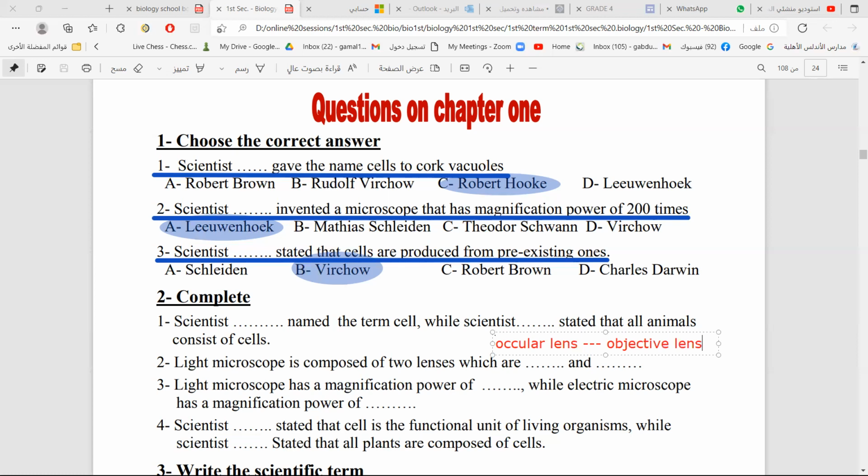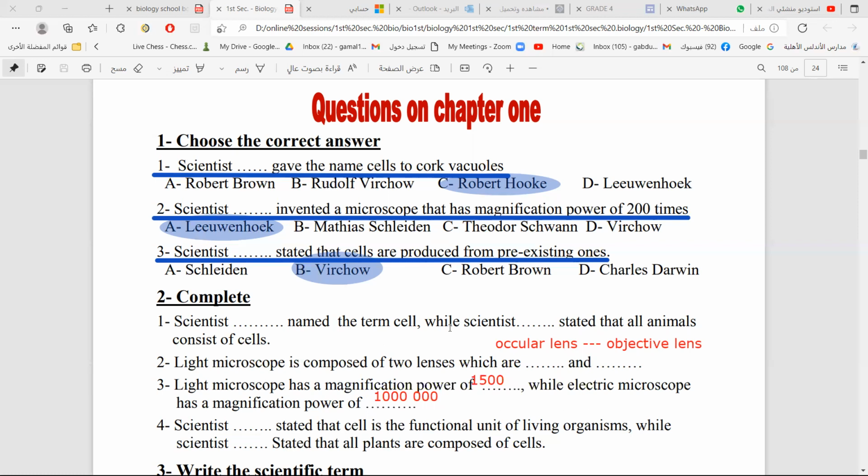Okay, the second question. Number 3: the light microscope has a magnification power of 1,500. 1,500. Very good. And the electronic microscope can reach 1 million. 1 million. Okay.